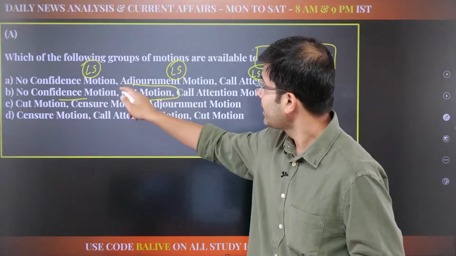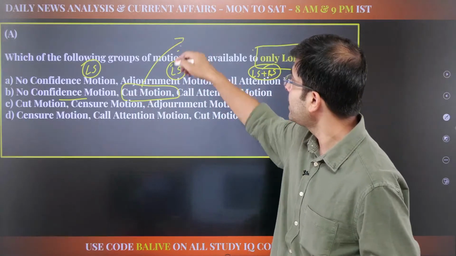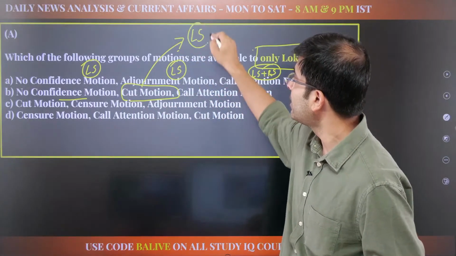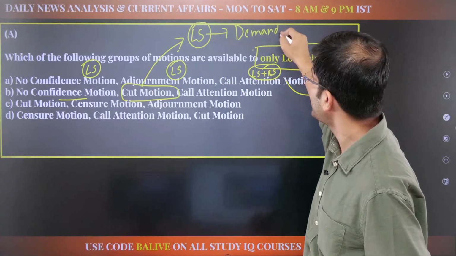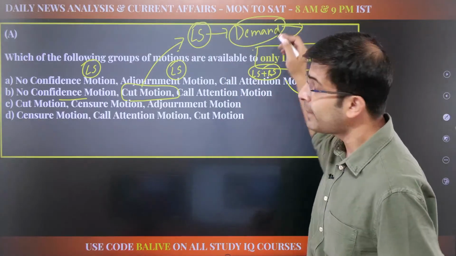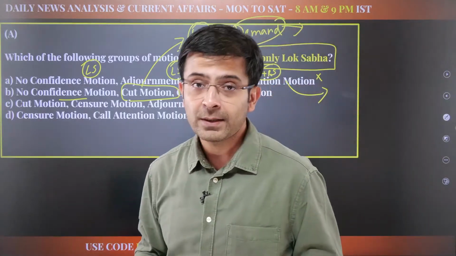Cut motion is essentially a privilege, a particular power that is vested only in the Lok Sabha, where a particular demand that has been made for a particular project or a particular entity, the allocation of money, well, that is decided by the Lok Sabha.